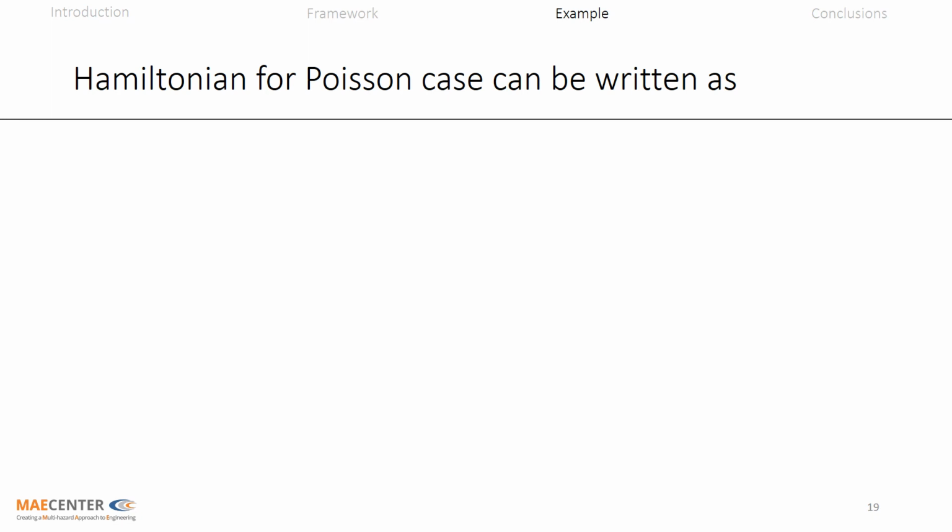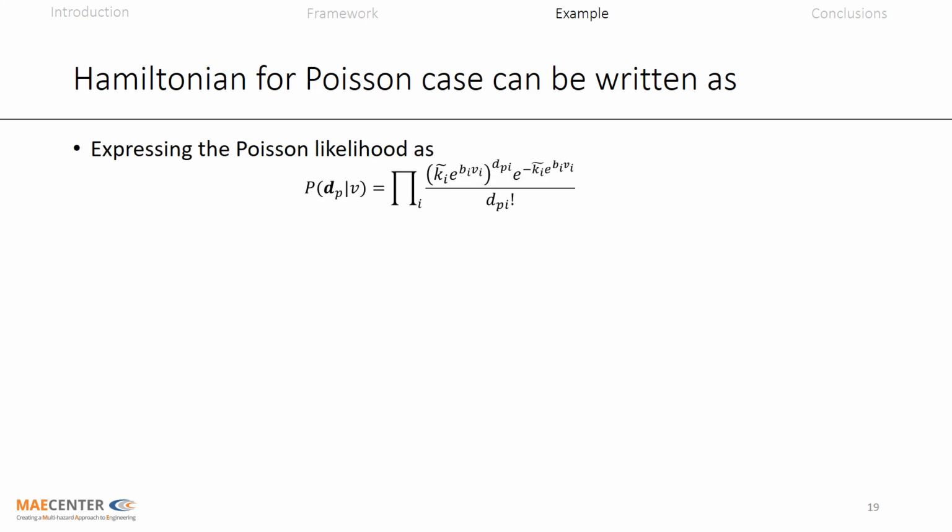So the next step is to identify or expand the Hamiltonian for both Poisson and gamma cases so that we can identify the expressions for capital D, J, and interaction coefficients. We start with the Poisson case, where the Poisson likelihood is given as shown here, assuming that the n data points are independent of each other. So the count occurrences that we see in each grid cell of the domain are independent of each other.